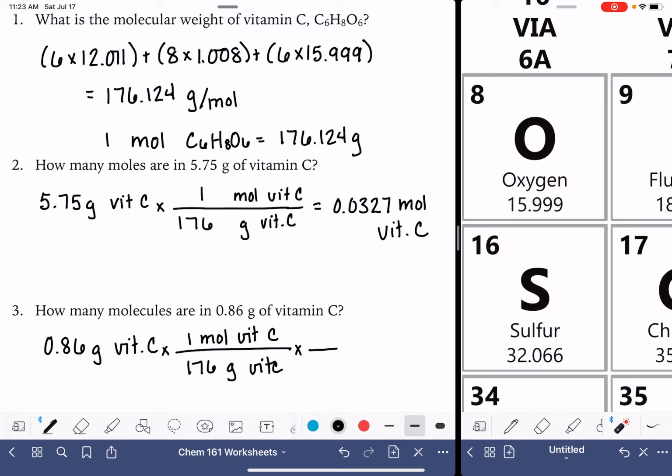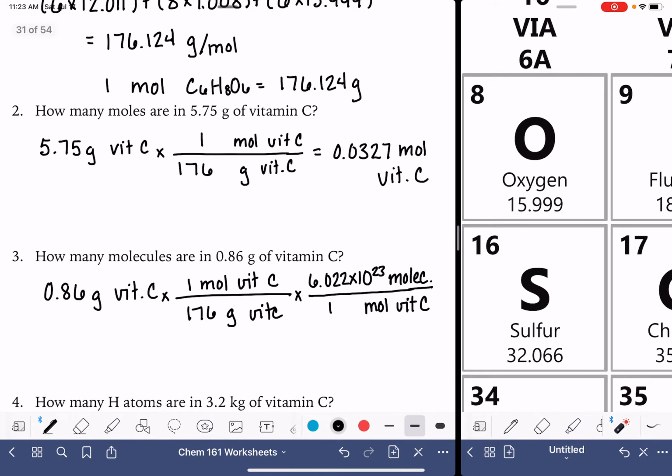And then, since that's not what we're being asked to find, we need another step. 1 mole of vitamin C is 6.022 times 10 to the 23rd molecules. So using Avogadro's number, 0.86 divided by 176 times 6.022 times 10 to the 23rd. This is 2.94 times 10 to the 21 molecules.